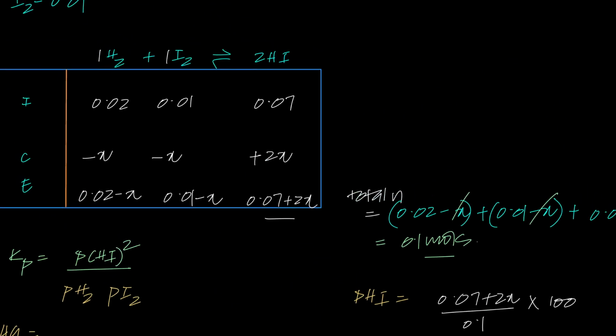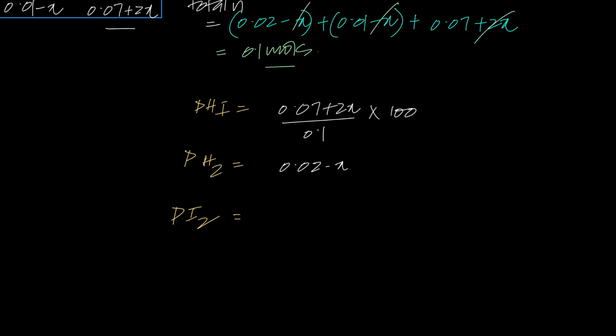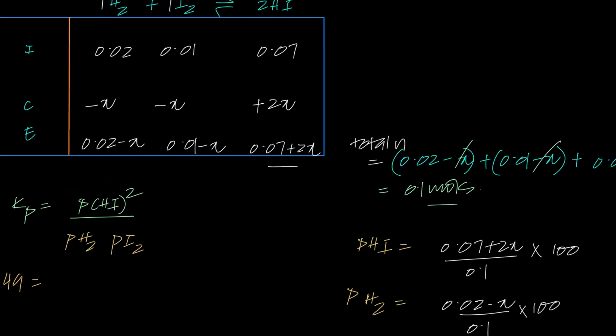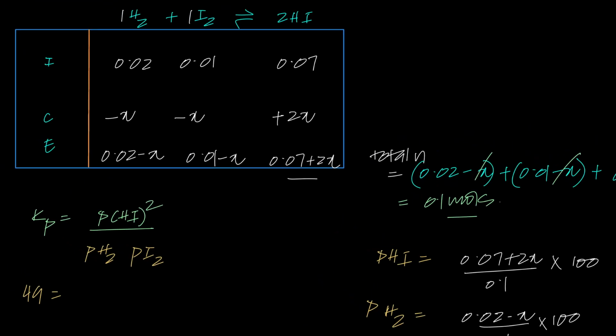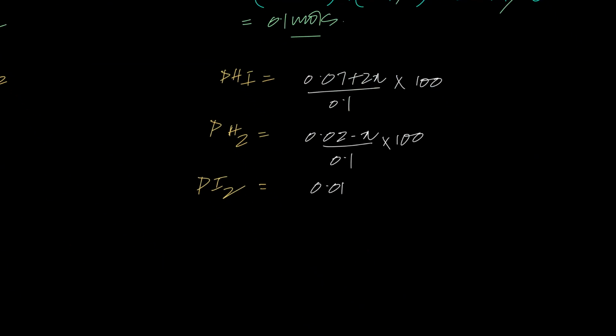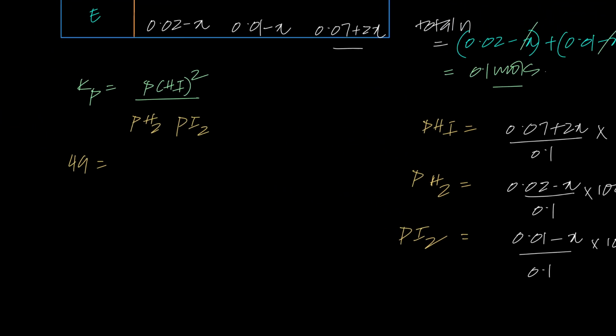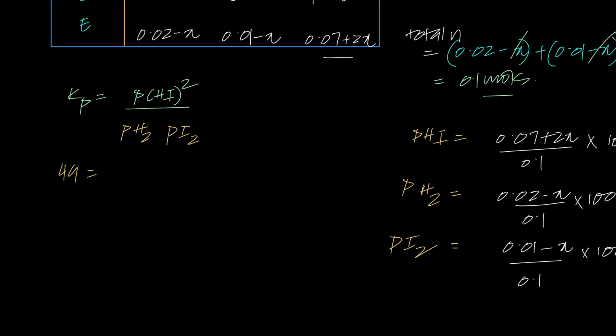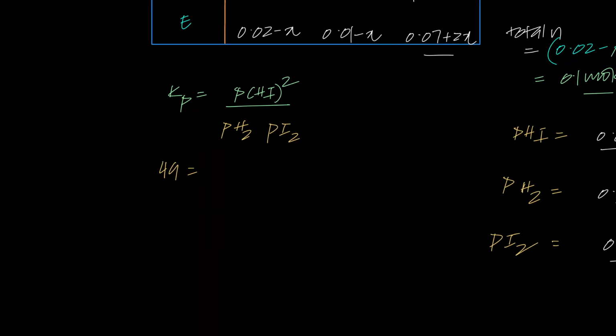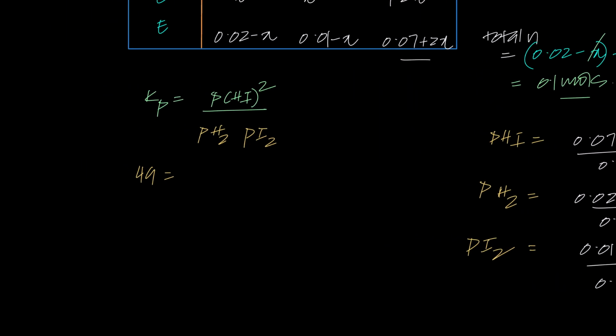How much is hydrogen? 0.02 minus x divided by 0.1 into 100. Similarly here, it's 0.01 minus x divided by 0.1 times 100, right? All of that good stuff. And then just plug it in. Plug it in, right? Plug this in right here. So it's what? Do it.